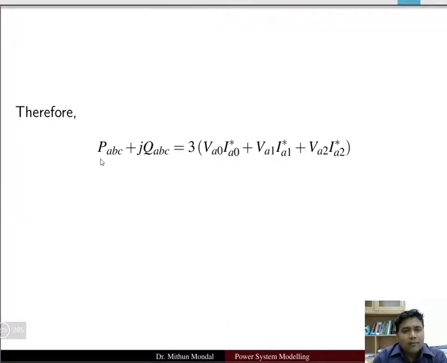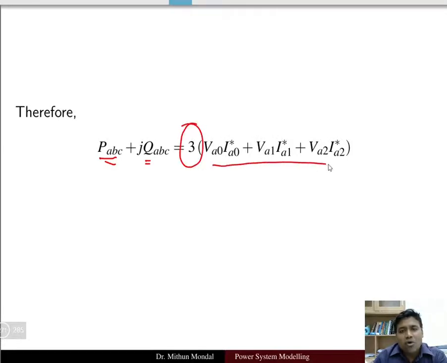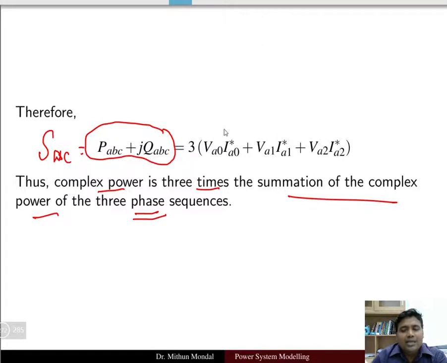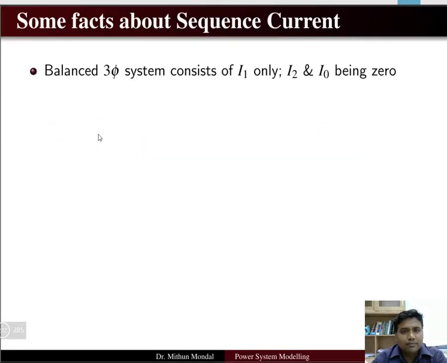Then the power P_ABC plus jQ_ABC will be 3 times the sum of the individual powers in the zero sequence component, positive sequence component and negative sequence component. So the complex power is basically 3 times the summation of the complex power of the three sequences. So in order to analyze the complex power of an unbalanced system ABC, we can deal with A phase alone, compute its positive, negative and zero sequence components and multiply by 3 to get the total power of the unbalanced system.